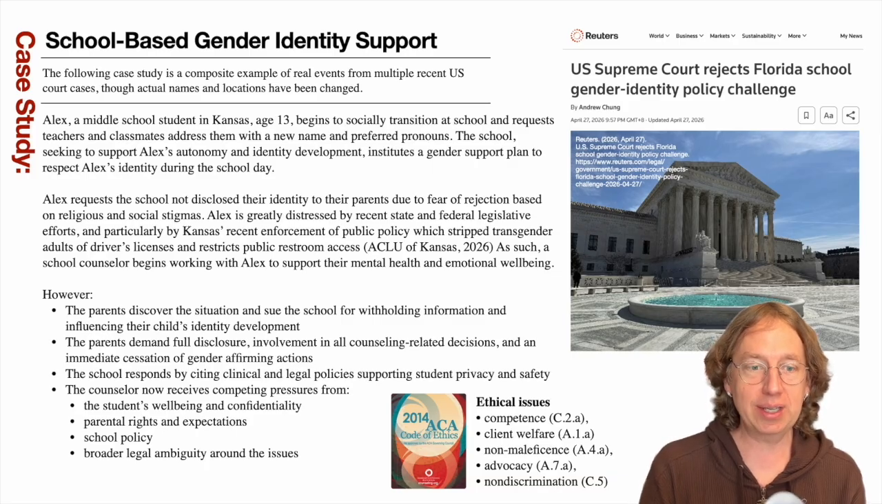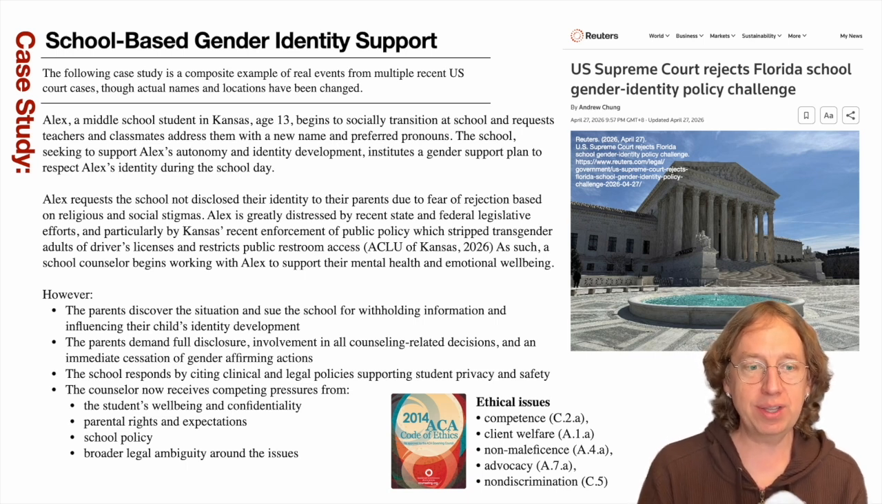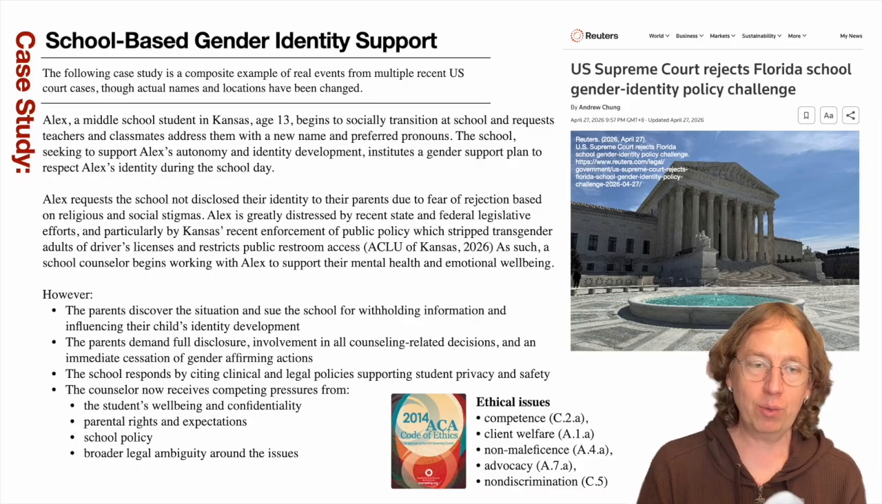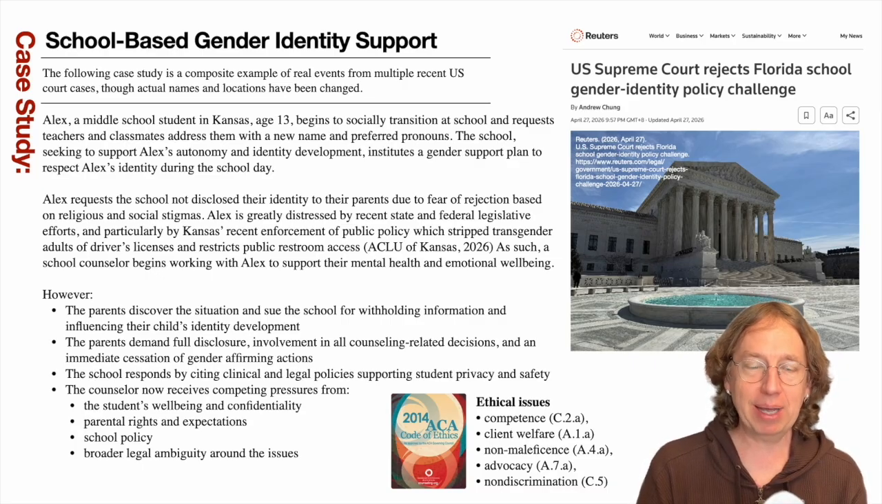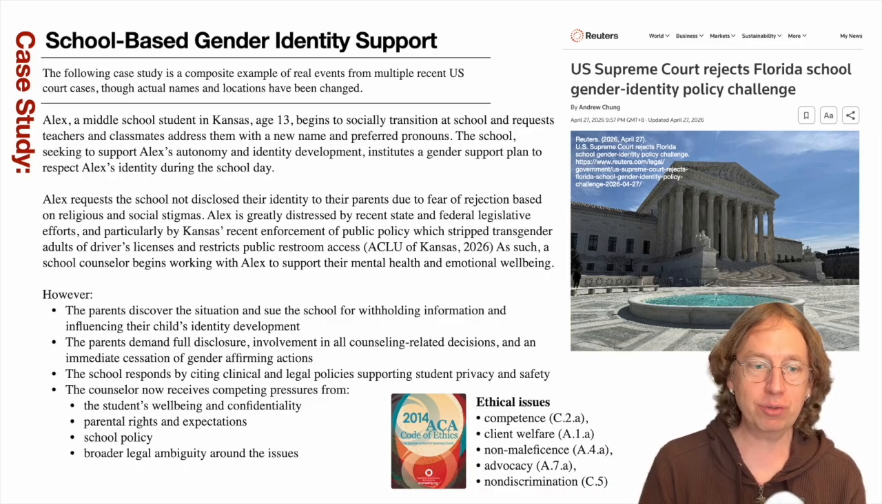This ties directly into the previously mentioned ACA ethical expectations, though, that the school counselor in this case must be competent to provide gender-affirming care if requested and able by the student. They must be able to act in the best interest, the welfare of the client. They must practice in a non-maleficent way. They must seek to advocate on behalf of the student, and they must engage in a non-discriminatory practice in support of the student in this case.